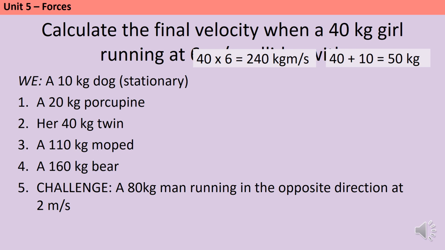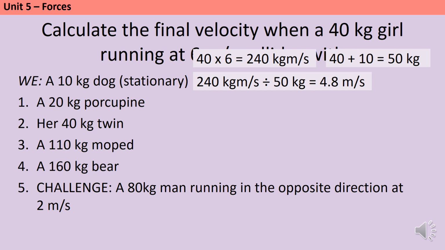At the end of the scenario, the total mass is her mass of 40 plus the 10 kilograms of the dog, which makes 50 kilograms. So I can now work out the velocity of the girl and the dog together by dividing 240 by 50, and that gives me a final answer of 4.8 meters per second. Pause the video and have a go at the following 5 questions.